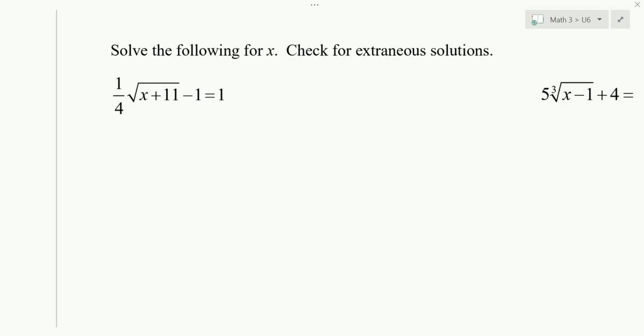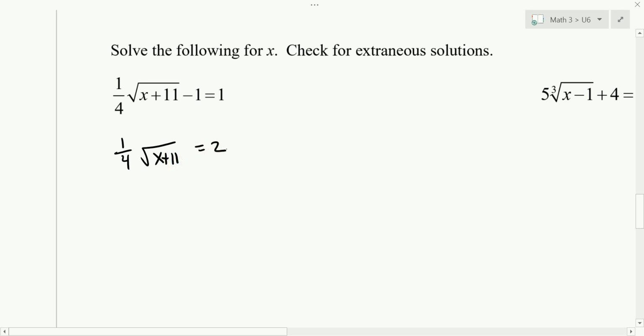When you're solving, do the adding and subtracting first, and then the multiplying and dividing. It's kind of the opposite of the order of operations when you're undoing it. Okay. Add 1 to both sides. So you get 1/4 square root of x plus 11 equals 2.